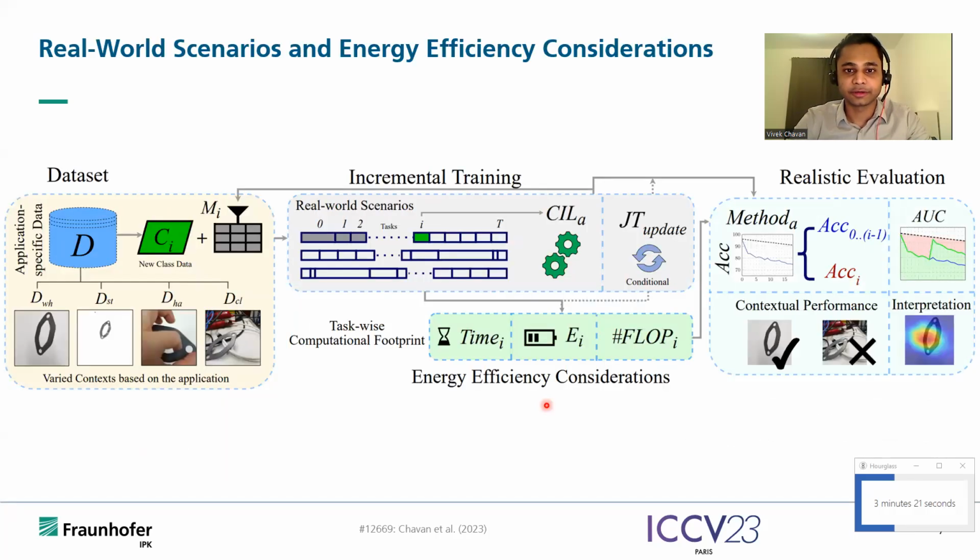This is a summary of our approach. The data is application specific. We test real world scenarios, and we also look at task-wise computational footprint with regards to time consumption, energy, and floating point operations. And we interpret the contextual performance and also look at old and new class performance.